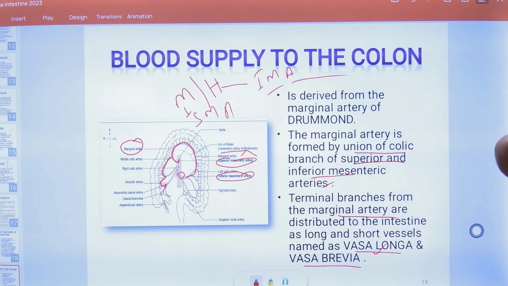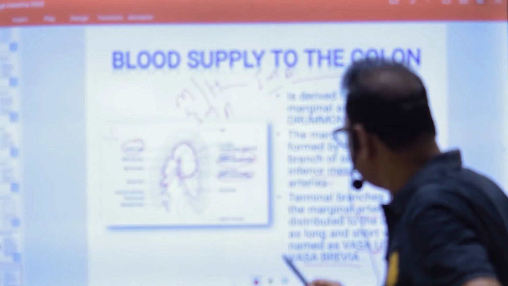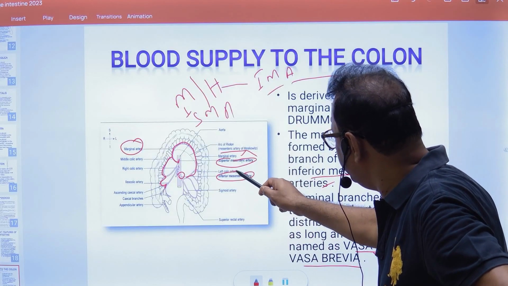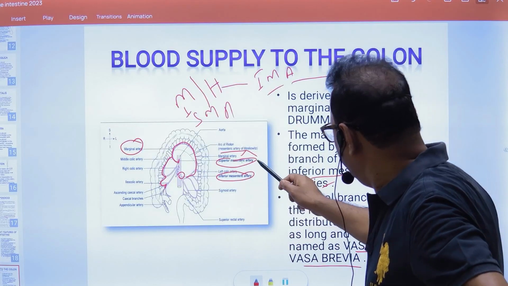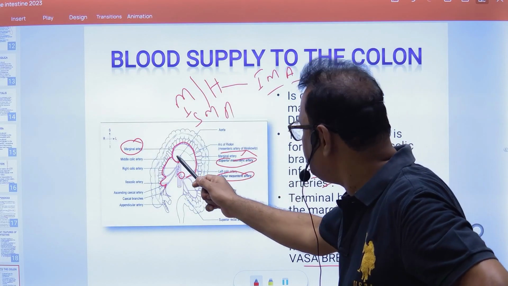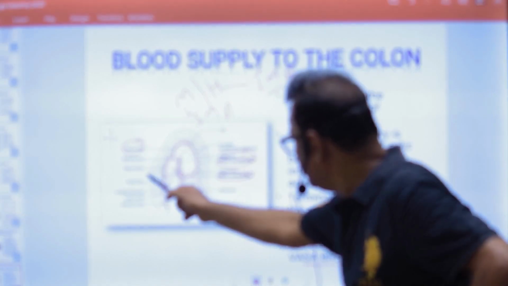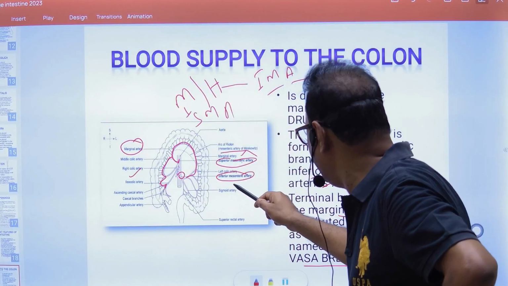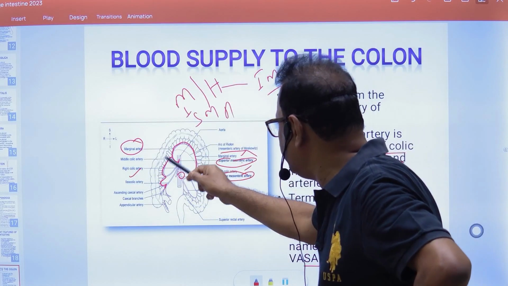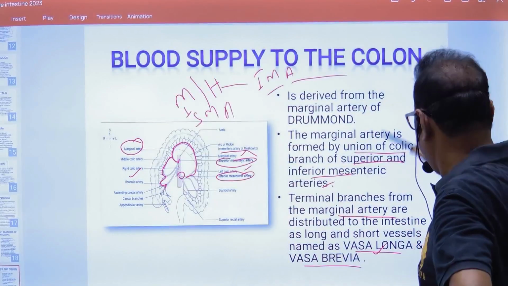The larger artery is known as the longa, and the smaller is known as the brevia. So the superior and inferior mesenteric arteries, branches of the descending aorta, form the right and left colic arteries, which anastomose to form the marginal artery, and the marginal artery ultimately supplies the large intestine.